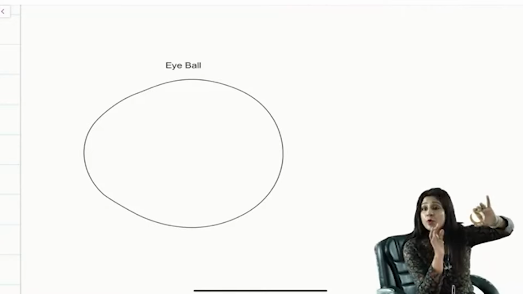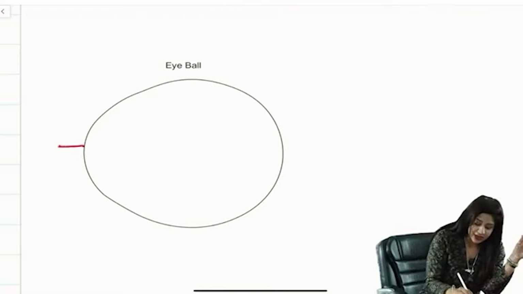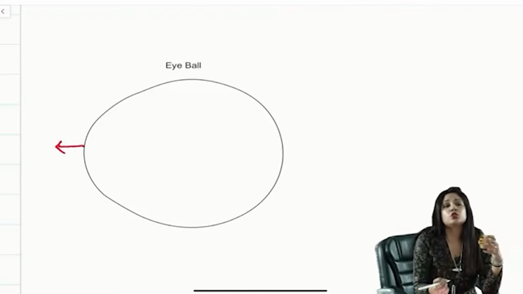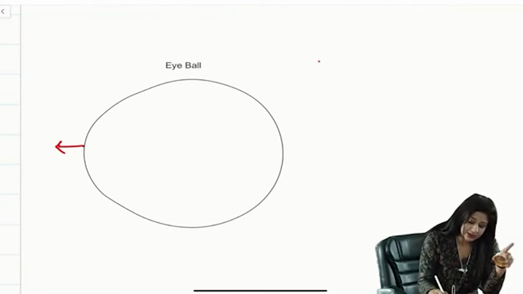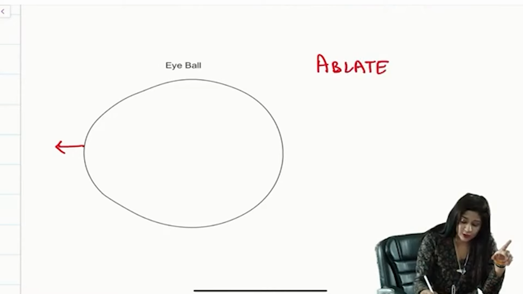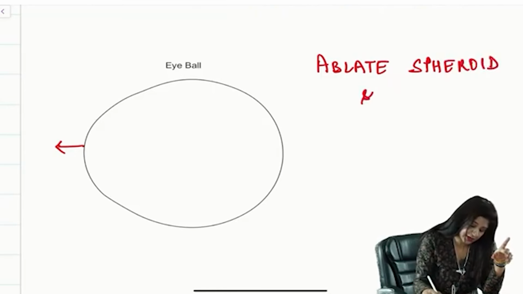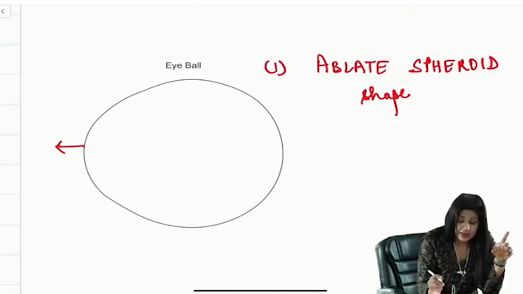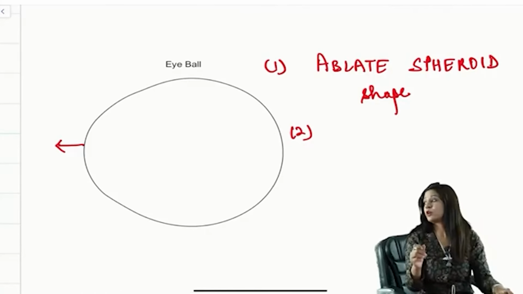But our eyeball is not perfectly spherical. It has an extra curvature anteriorly. So due to this extra curvature anteriorly, it is called the oblate spheroid shape. This is called the oblate spheroid shape. This is one. Now, second thing, the consistency of the eyeball.